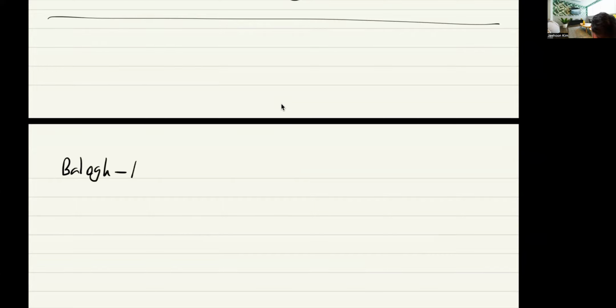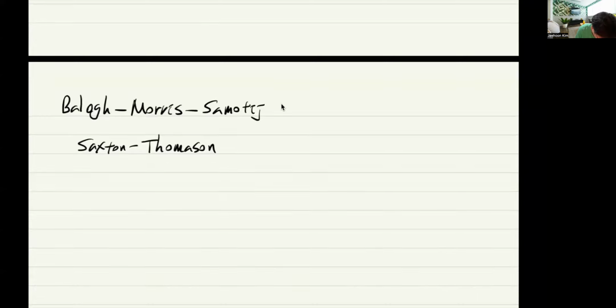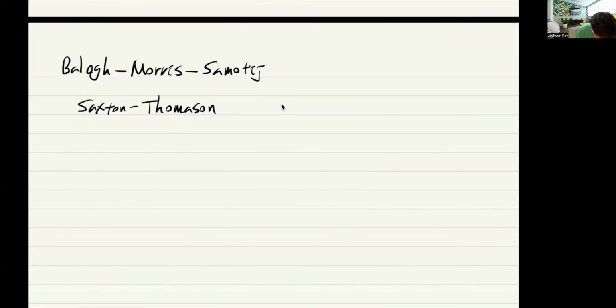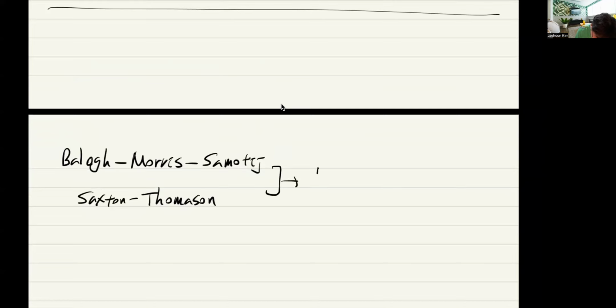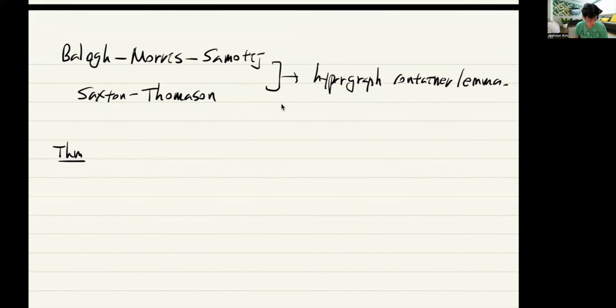In the same spirit, Balogh, Morris, and Samotij, and independently Saxton and Thomason, proved the following hypergraph container lemma. As the statement is too technical, I will not write it in full detail.